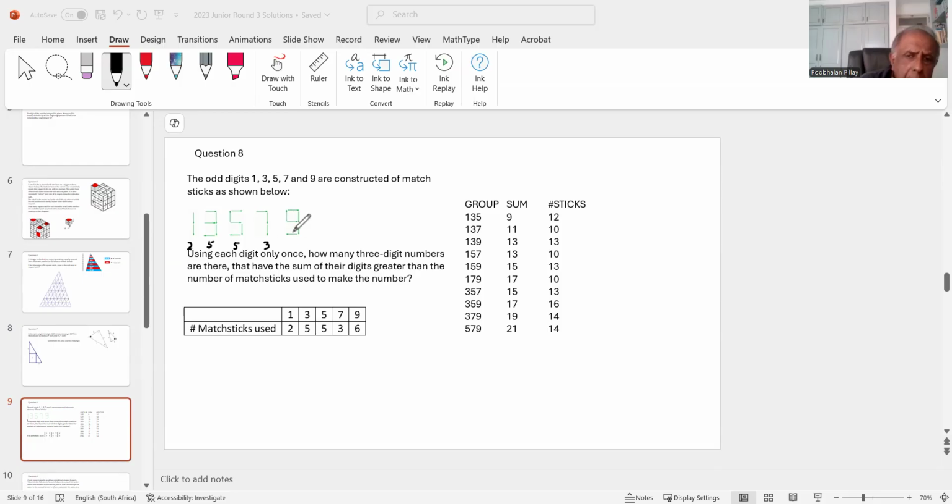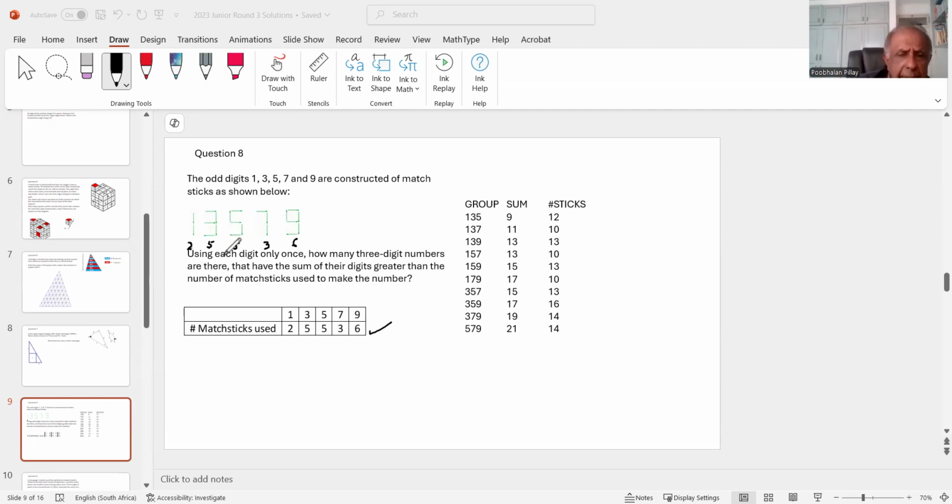Here we've got 3 horizontals and 3 verticals, so you got 6. So the number of matchsticks for 1, 3, 5, 7, 9 are 2, 5, 5, 3, 6. That's what I've got here. Right? The number of matchsticks used is 2, 5, 5, 3, 6.